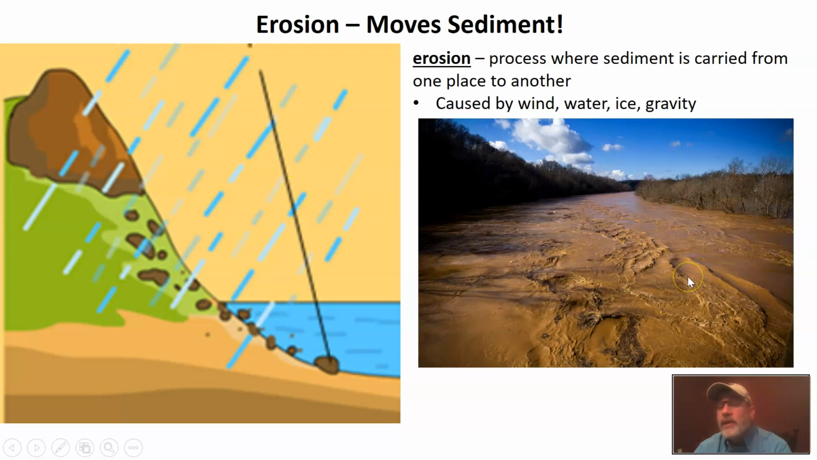One of the easiest places for us to see this around here is when we get high water, and we're going to have sediment that is carried around by our fast-moving streams. When we see a lot of mud, a lot of silt, that means you have sediment that is moving from one place to another. So rivers are a good place for us to imagine this movement of weathered rock, and this is called erosion.